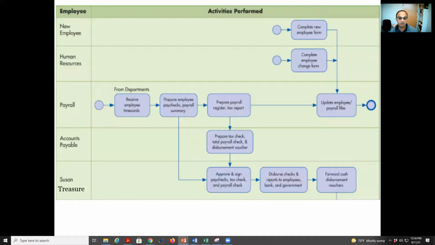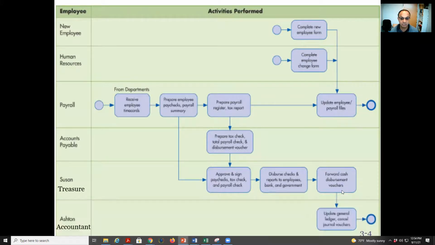And then the treasurer will take the checks and give them to the employees. So here the treasurer will sign, approve the paychecks, disperse the checks, and then forward the cash disbursement voucher. And then the accountant will make the recording in journal, ledger, trial balance. And this is a good example that has been mentioned in the textbook that shows you the steps or the processes we use in recruiting a new employee.